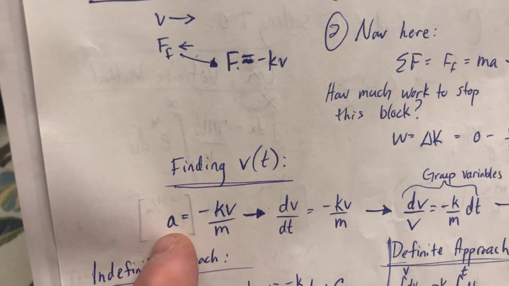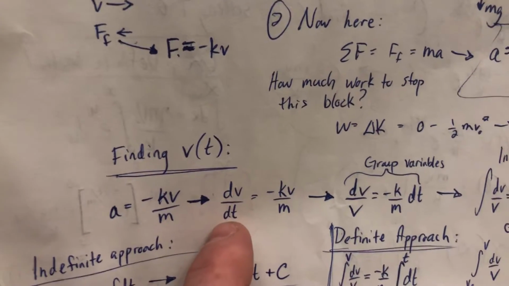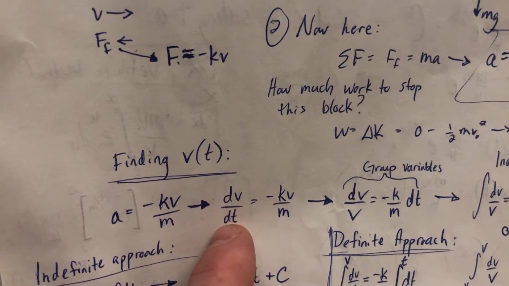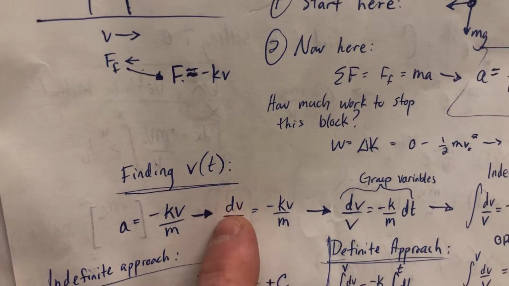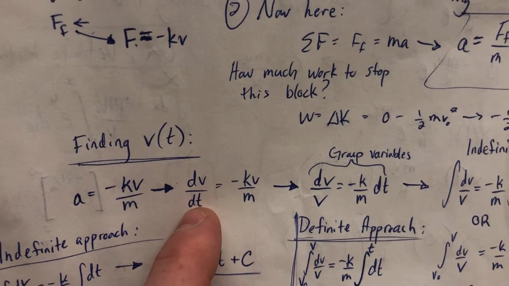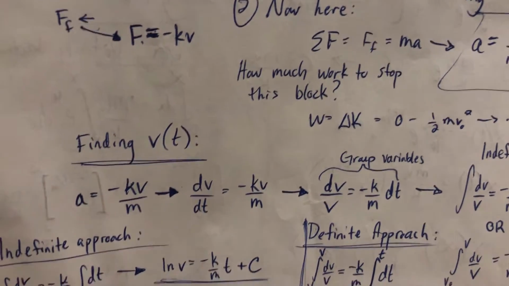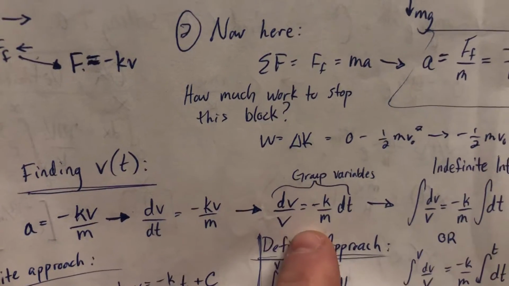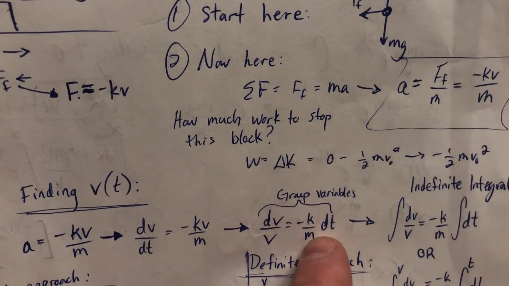So now all I'm doing is rewriting this equation, but replacing the a with its differential form. Now I have velocity and time in there, which is what you need if you're trying to find velocity as a function of time. Okay, so calc people, you might already recognize that we need to integrate here, but you can't integrate when you have different variables on the same side, so now you want to group the variables together. If you rearrange this, you get dv divided by v equals minus k over m dt.